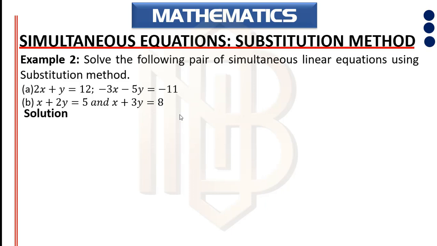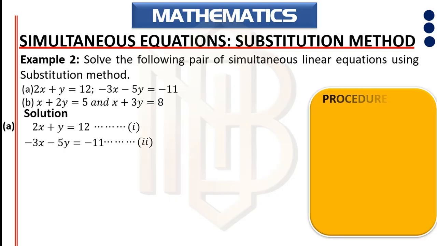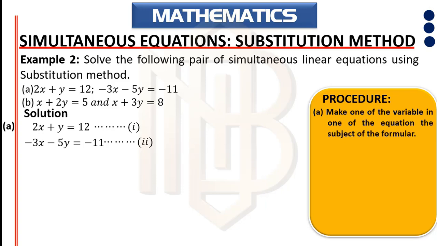Now we have equation 1 given as 2x plus y equals 12, and equation 2 given as minus 3x minus 5y equals minus 11. The procedure says the first thing we do is make one of the variables in one of the equations the subject of the formula. Meaning we can choose any equation, and in any equation, we can also choose any variable first.